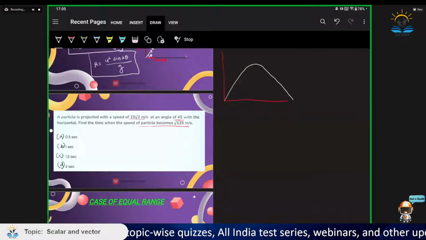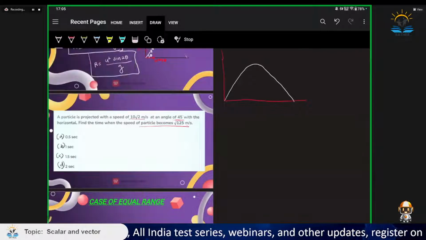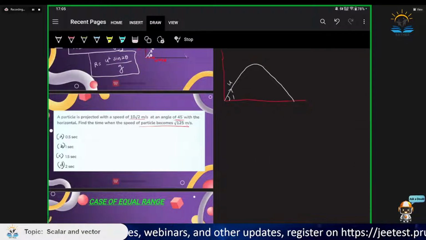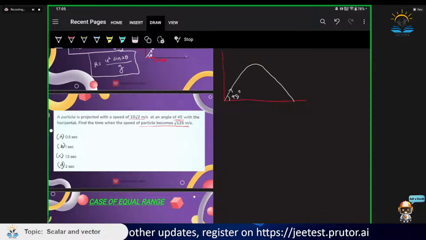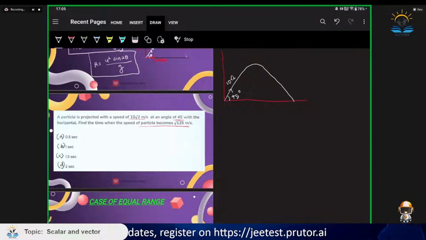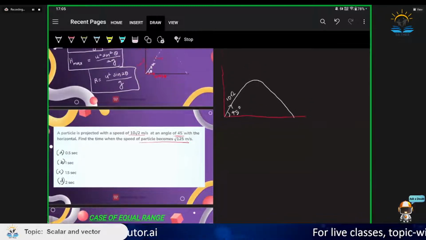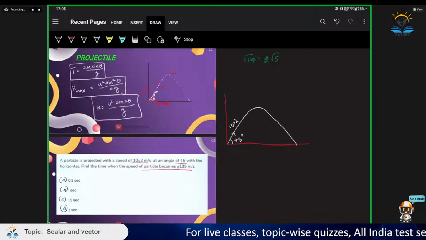This is the trajectory of the projectile. Suppose the initial velocity is u and theta is given as 45. Initial velocity is also given, 10 root 2. They are saying find the time when the speed of the particle becomes root 125. We can write that as 5 root 5, right? Because 25 into 5 is 125. So we can write 5 root 5.